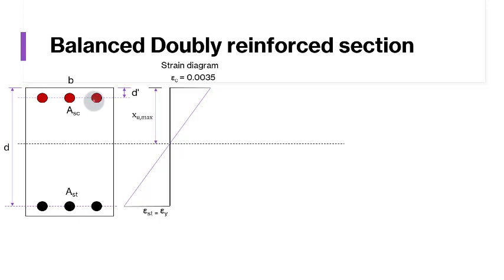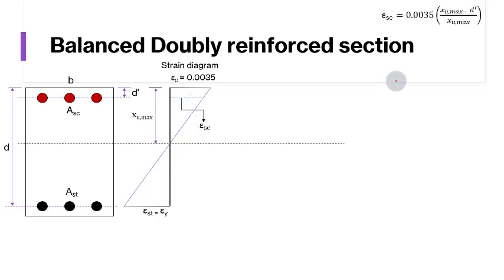Now we would like to find out the strain in steel at this particular level, which is epsilon SC, that is the strain in your compression steel, which is equal to the strain in concrete at this particular level.